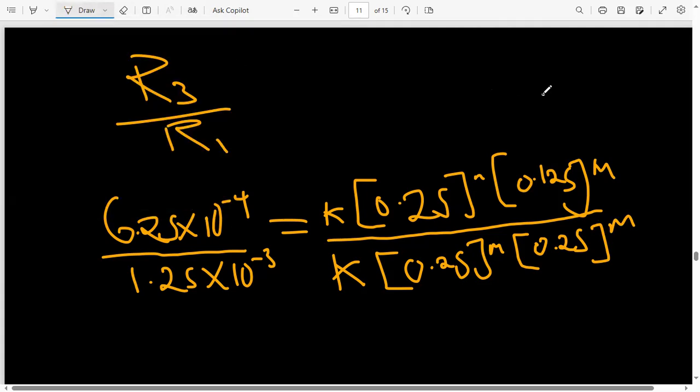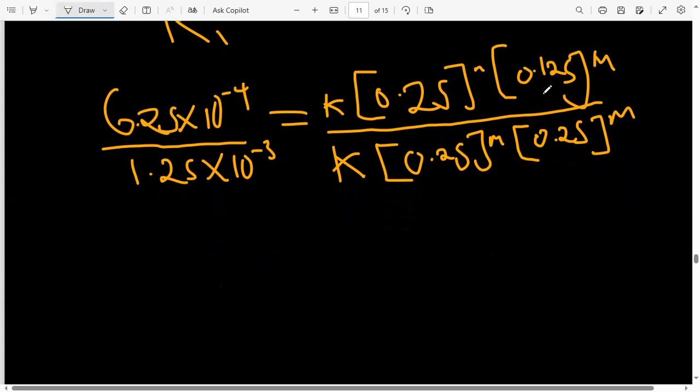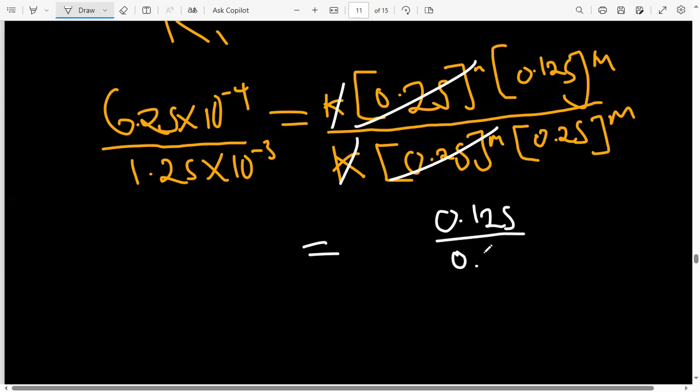Okay, so from this we can try to cancel out. We can cancel K, we can cancel K. This is 0.25 to the power n, 0.25 to the power n, so we're going to cancel it. We're remaining with this value here and this one there. Here we have the same power, so we can factorize the power. On the other side, I will have 0.125 divided by 0.25 to the power m.